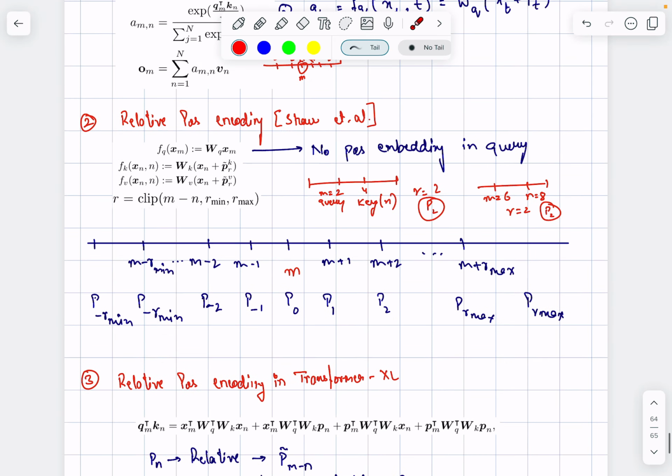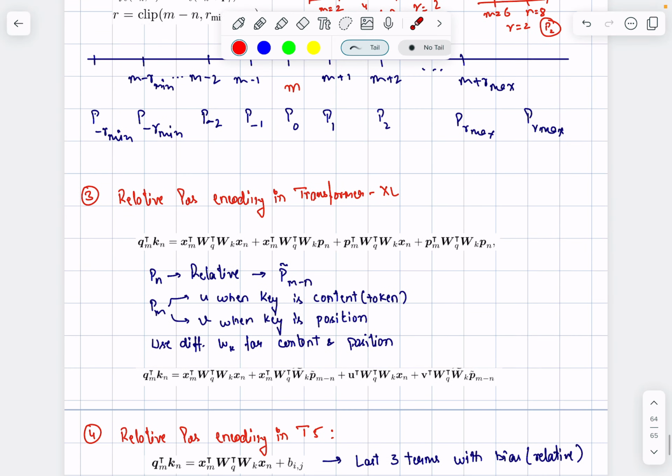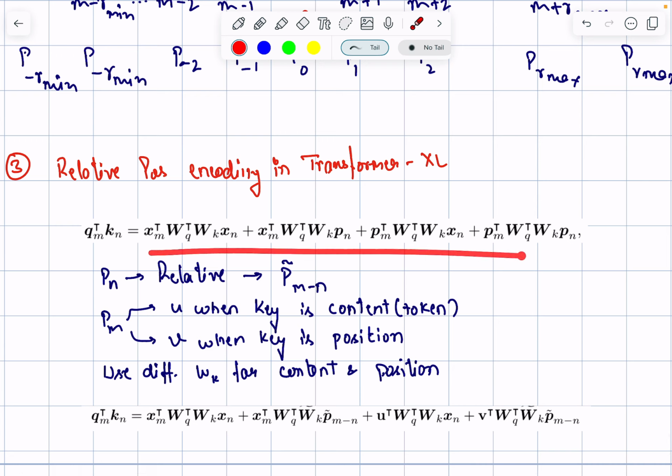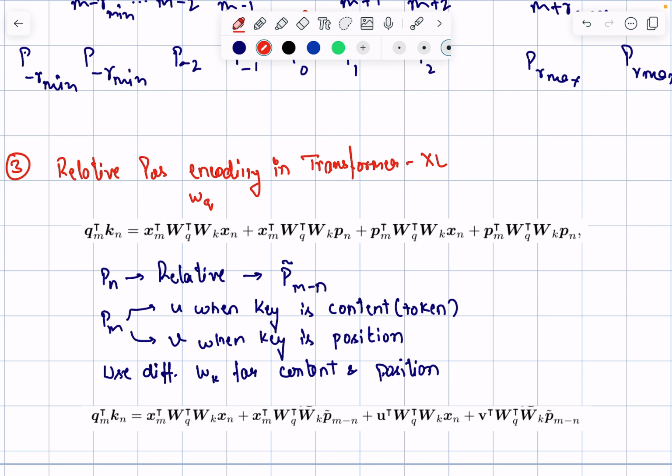In the case of Transformer XL, let's say you want to expand this particular value for the sinusoidal positional embedding. So this is the formula that you will get. How did you get to this formula? Okay, so what did we have? We have WQ. Let me write it somewhere here.